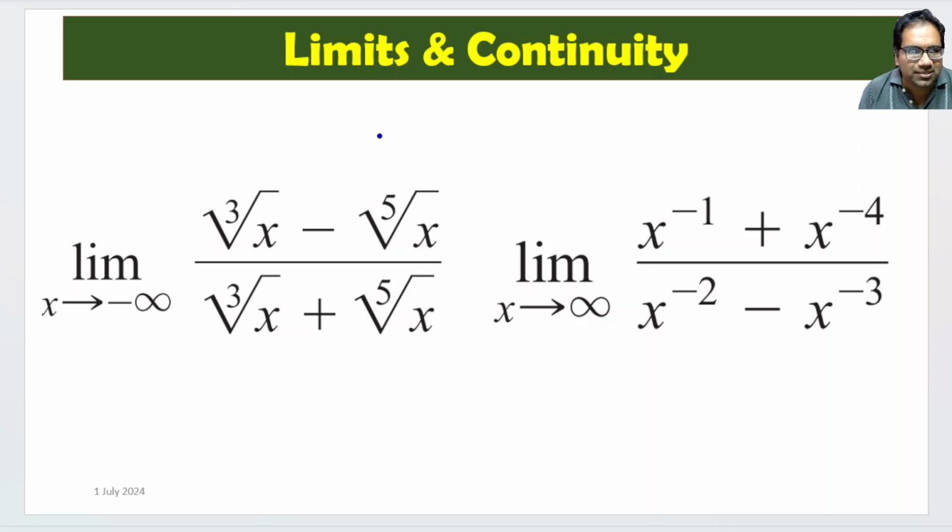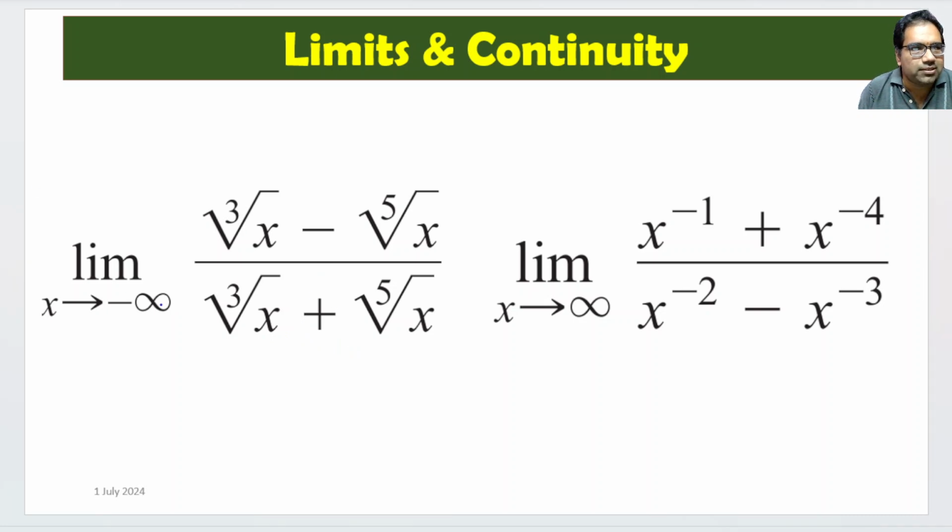Here we are given these limits: cube root of x, fifth root of x, x power minus 1, x power minus 4 and so on. The limit extends to infinity, minus infinity and plus infinity. In these cases, you have to take the highest power of x which is there in the denominator and divide everything, the numerator and the denominator, with that highest power of x to simplify, right?